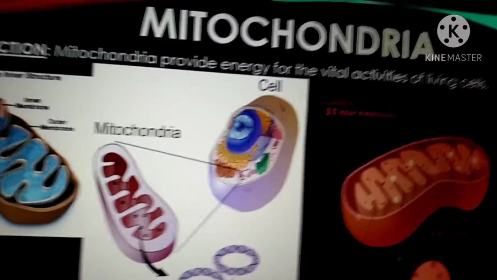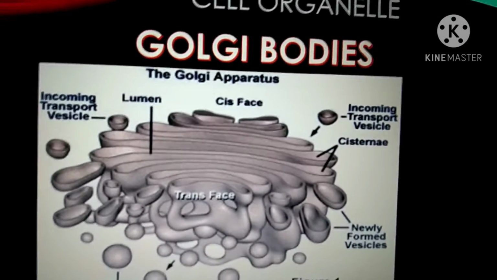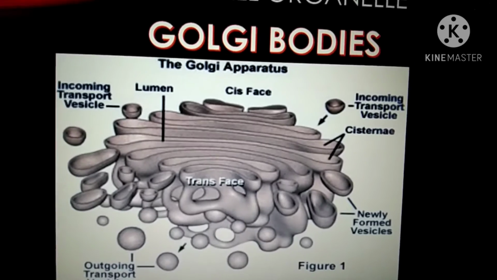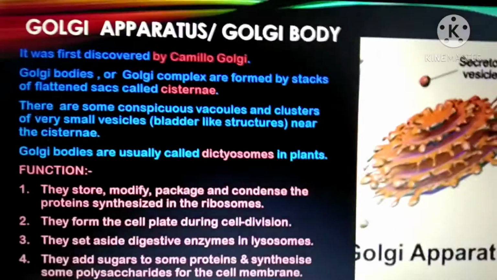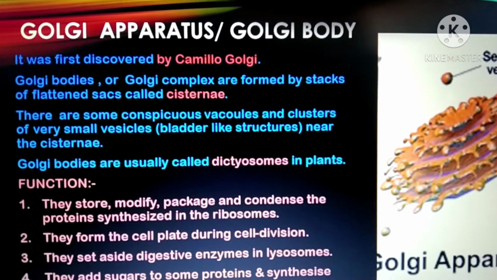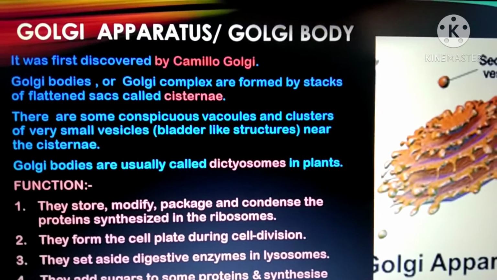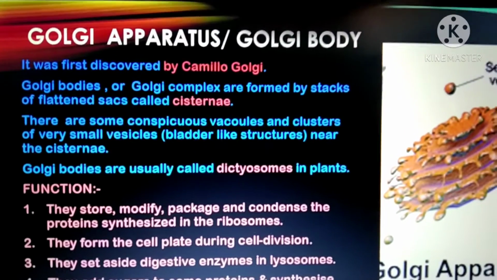So let's proceed to another cell organelle. Now another is Golgi bodies. Through a diagram it will be clear to you first, then we will discuss what it is. Golgi body is also known as Golgi apparatus or Golgi complex. It was first discovered by Camillo Golgi.